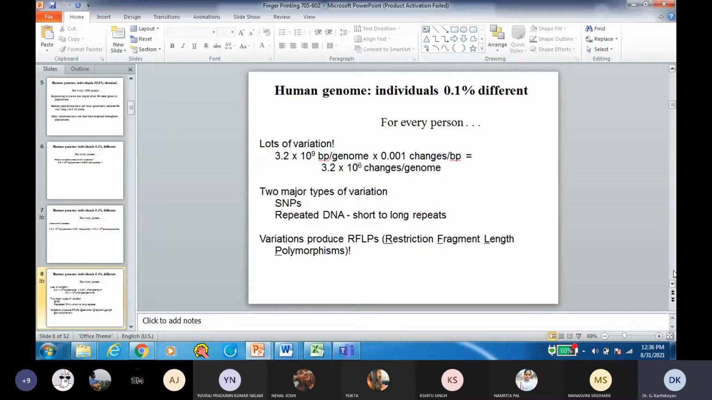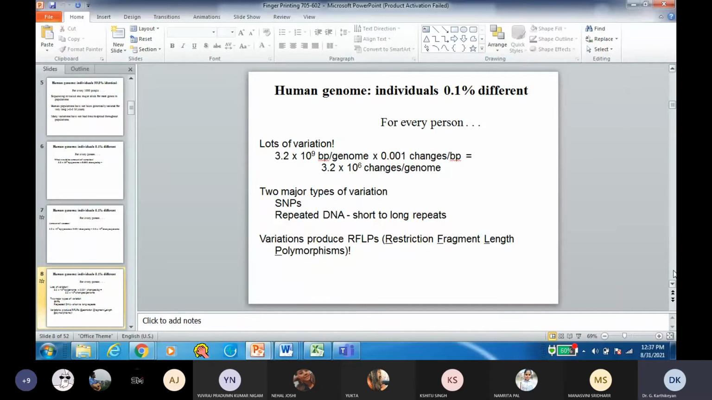Most of these SNPs, it turns out, don't alter your codons, and they generally fall in the introns, mostly in the introns. You know why? Because introns far exceed the exons.